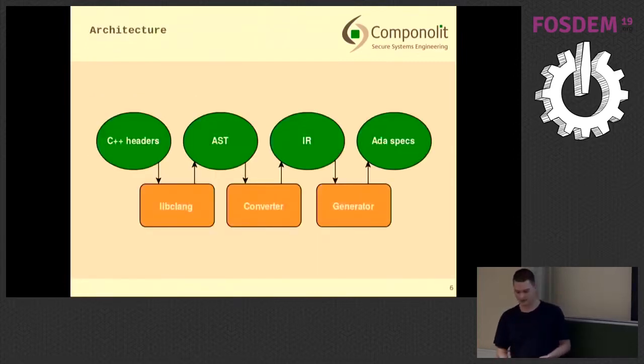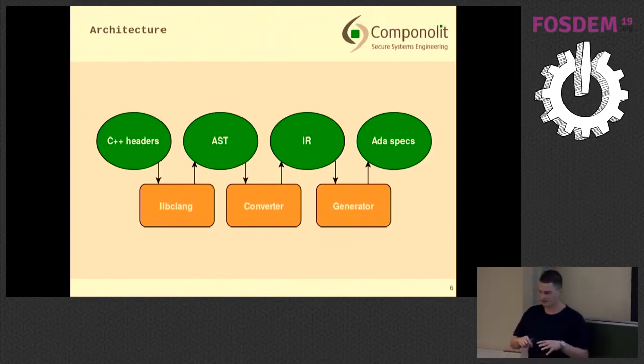This is our architecture. So the upper layer is the data and the lower layer are our components. We have the C++ headers and just parse them with libclang because it's easy. That gives us an abstract syntax tree. So basically the C++ code as a tree-like structure in memory. We have a converter where we enrich this data.